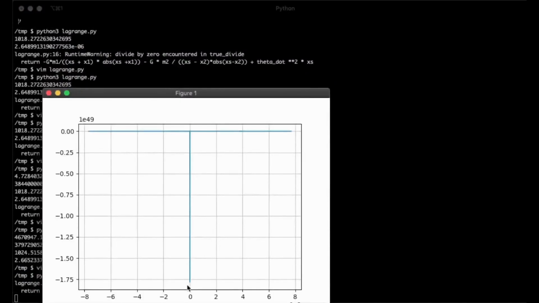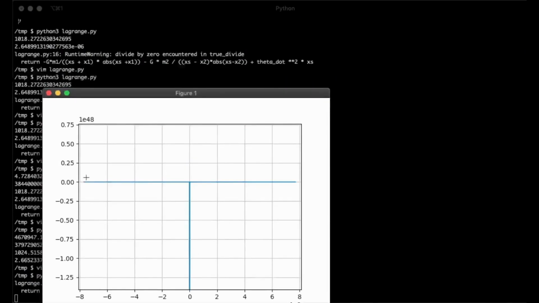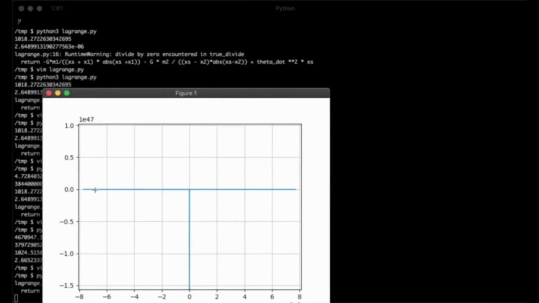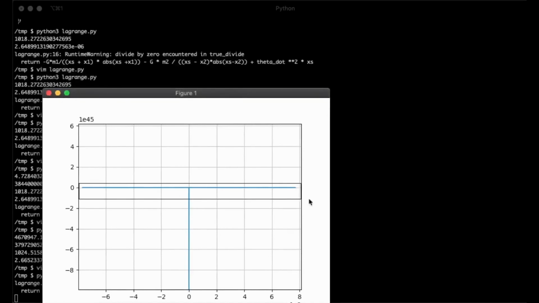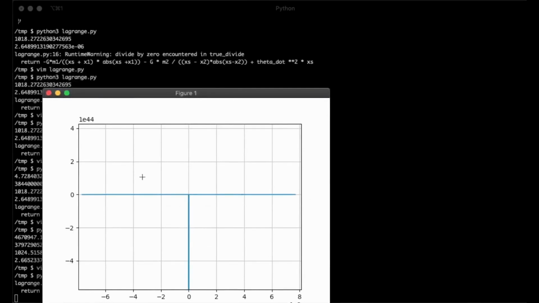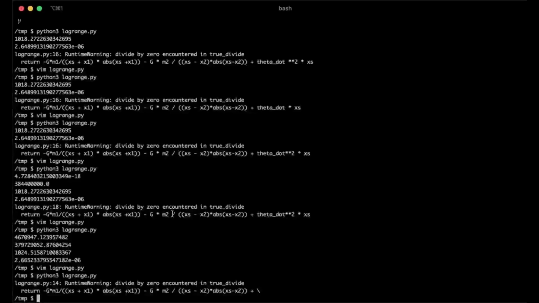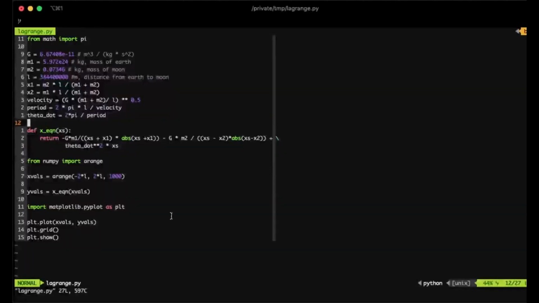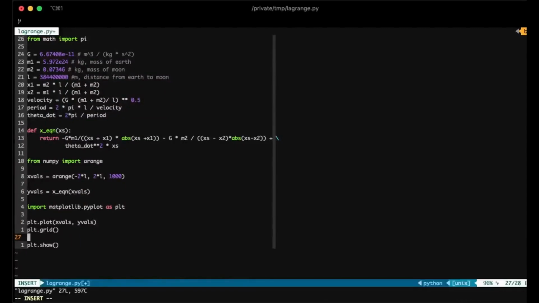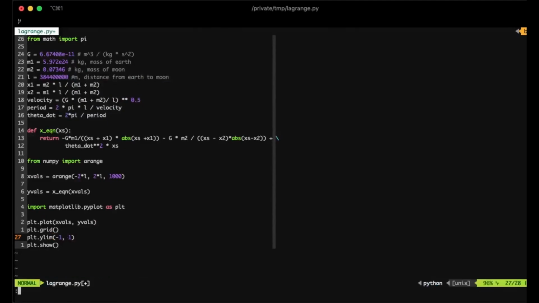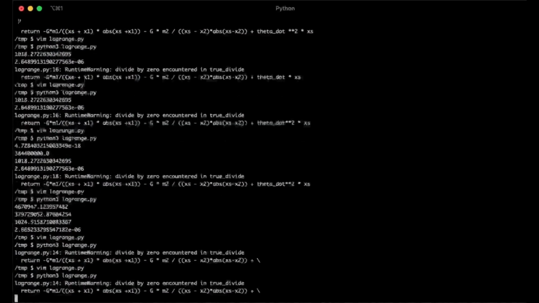Okay, so it seems like for around the location of the Earth, we're getting an extremely large value. So we can try zooming in here, but each time I zoom in, it's only going down by like 1 or 2 orders of magnitude. So probably what we should do is just fix the Y limit. So I think the way to do that is, let's go down to the bottom, plt.ylim, and let's just set it from -1 to 1, because we really only care about the 0 crossing. So let's see what that looks like.